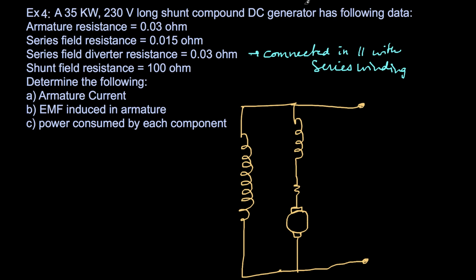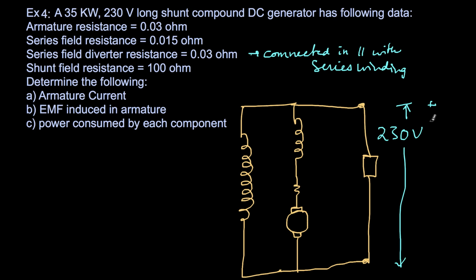This is the load here. So 230 volts is the output voltage. The same 230 volts will apply to the field winding, and you see the shunt field resistance is 100 ohms. Therefore, from this I can calculate 230 volts divided by 100 ohms. So I'll get 2.3 amperes flowing in the field current.